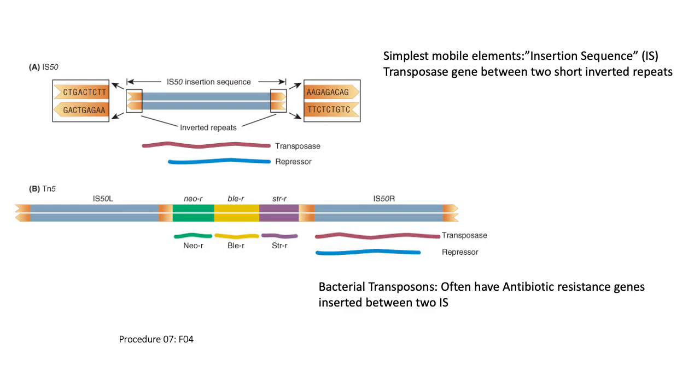Now, the sequence of DNA between these inverted repeats can include a lot of things, but it always includes a gene encoding transposase. And the gene encoding the transposase, so you see the transposase there as a red squiggly line, and that's supposed to illustrate the protein of the transposase, or maybe the RNA, I'm not sure.